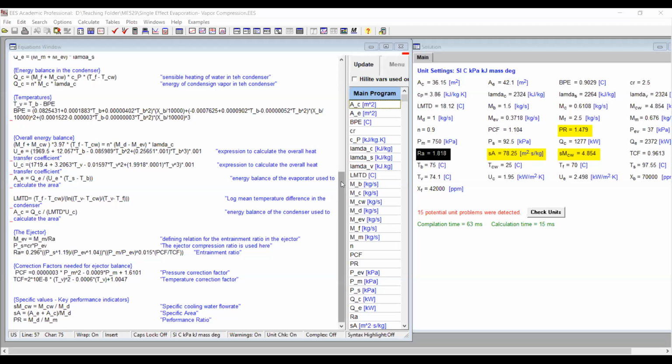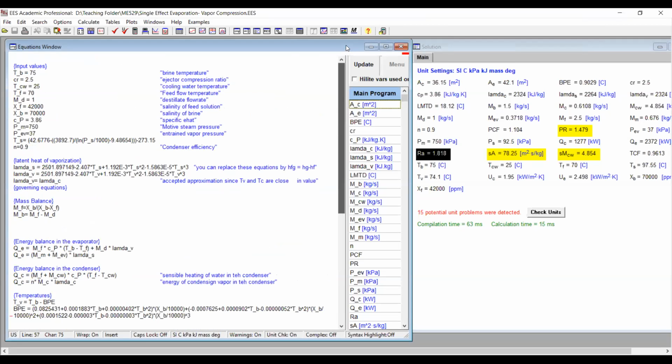And here's the file. So what you see in front of you is the analysis of the ejector written in EES, and look at the left. These are the input values that we have. TB is 75, compression ratio is 2.5, cooling water temperature is 25, feed is 70 degrees centigrade, distillate is 1 kilogram per second, the feed salinity, the rejected brine salinity, CP of the water, motive steam pressure, operation, and you don't have to use this expression of TS. You can simply write here that TS is nothing but, let me do it here in front of you.